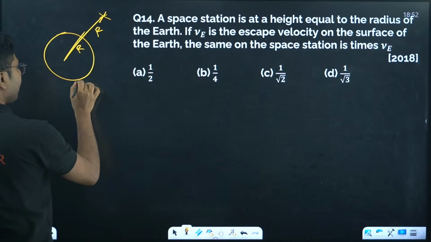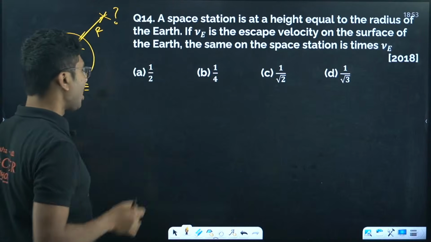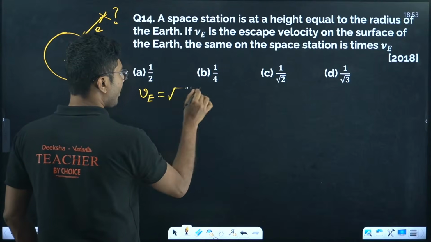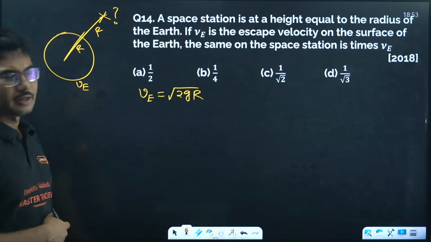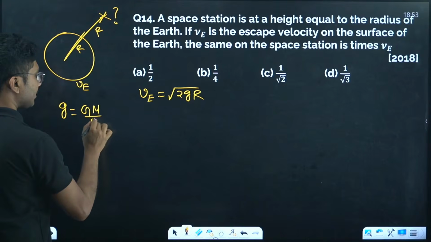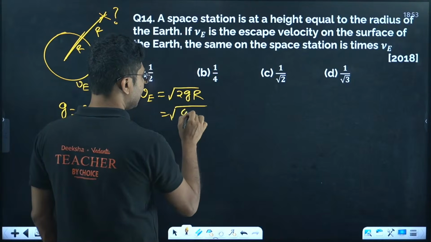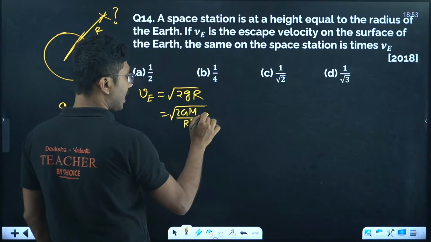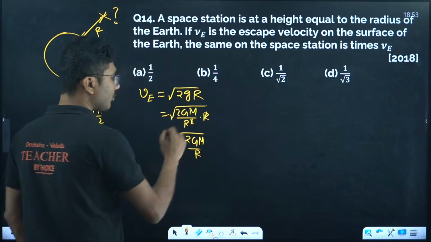Now the escape velocity on the surface of the Earth is v. What is the escape velocity here? That is our question. How to solve that? We know that escape velocity on the surface of the Earth is given by square root of 2gR, right? Now what is g? g is GM upon R square, where M is the mass of the Earth. So it will be GM by R square into R, and there is a 2 also. R cancels and you get square root of 2GM upon R. This is also a formula for escape speed.